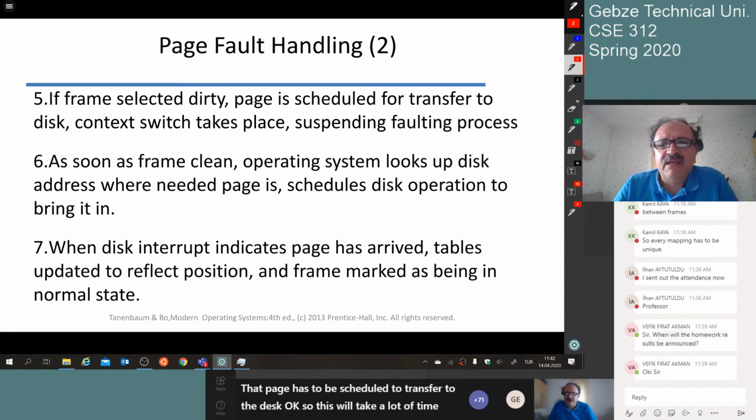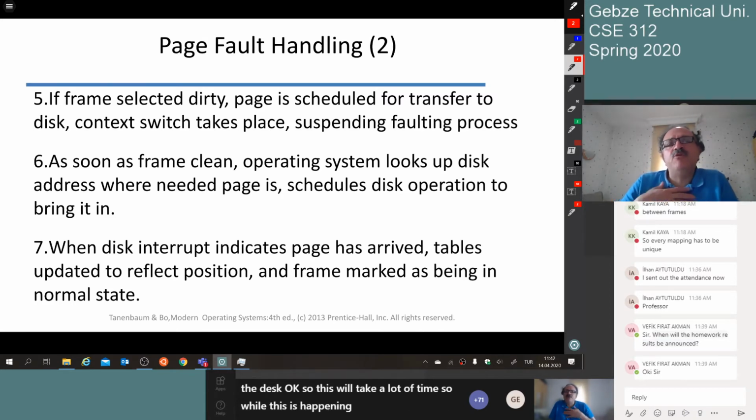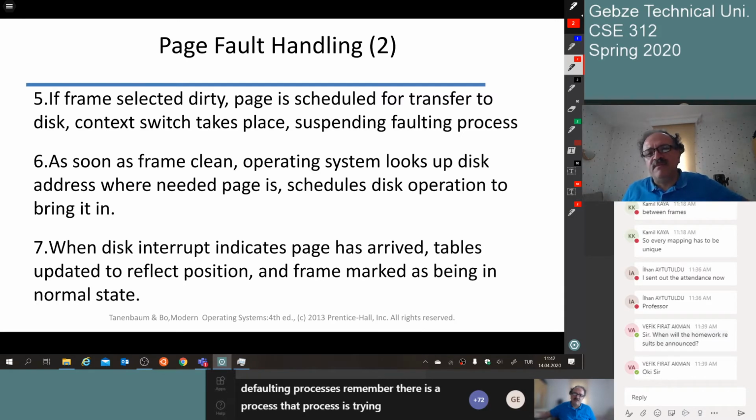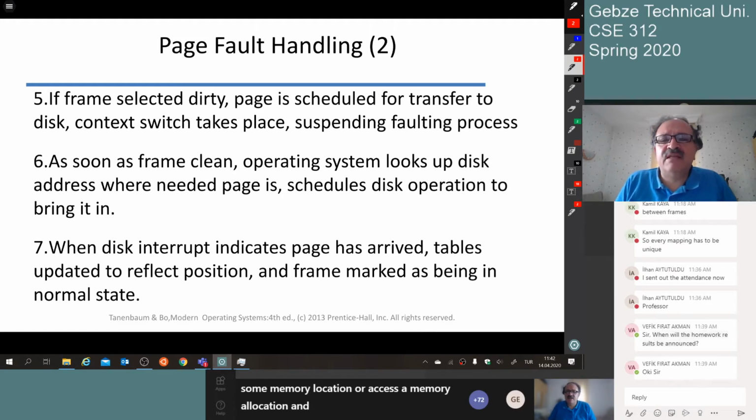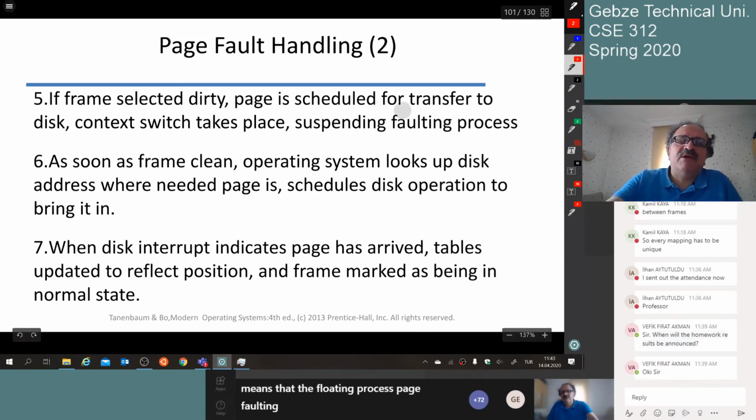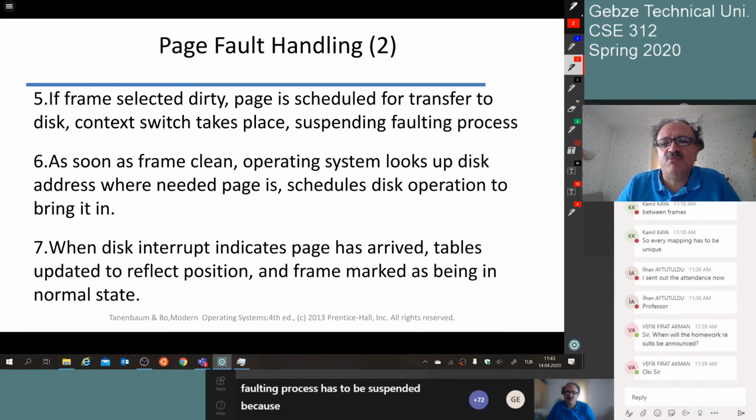So while this is happening, as an operating system, I ask the other services of the operating system to make this disk transfer for me, and I will suspend the faulting process. Remember, there is a process. That process is trying to access some memory location that is not in the memory, and I am trying to handle this page fault. As a result, I need to write a page to the disk so that I make a page available. So this will take time. That means the page faulting process has to be suspended because it is waiting for some page to be written to the disk.